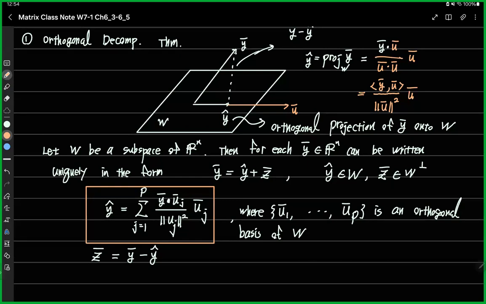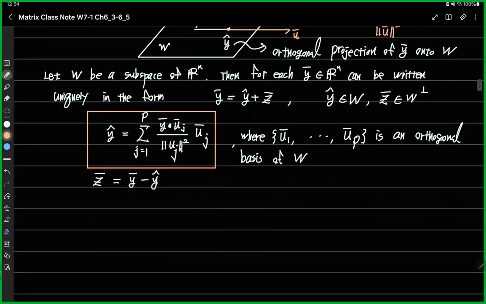Now then, it means that y hat is a linear combination of the orthogonal basis with weights. This is the scalar of the orthogonal projection. Okay? So we can say this is the weight. Okay.